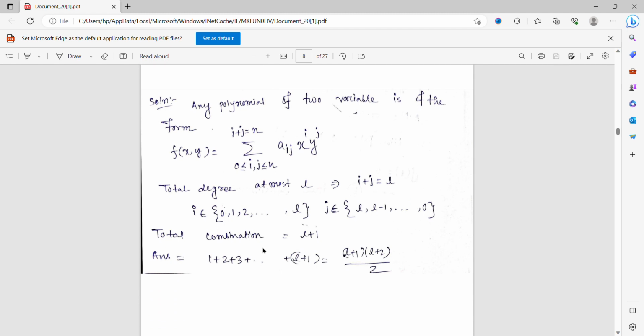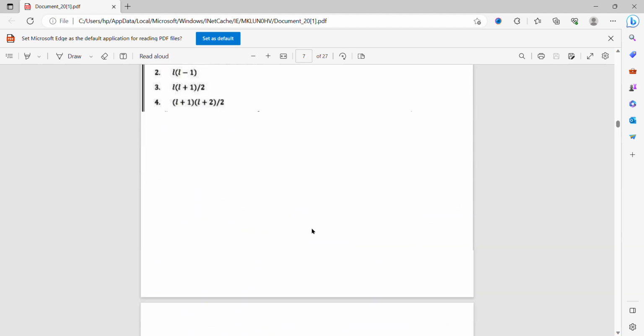So starting from 0 to L, now the total degree is at most L, it is given, right? So the total degree can be 0, 1, 2, 3 up to L. So for 0 I have combination 1. For total degree 1 I have total combination 2. For total degree 2 I have total combination 3. So in this way I have total combination 1 plus 2 plus 3 plus dot dot dot plus L plus 1, which equals (L plus 1)(L plus 2)/2. It is a very simple problem. If you have doubt, just write down a polynomial in your own way and count it. So it is obvious. So option 4 is the correct answer.